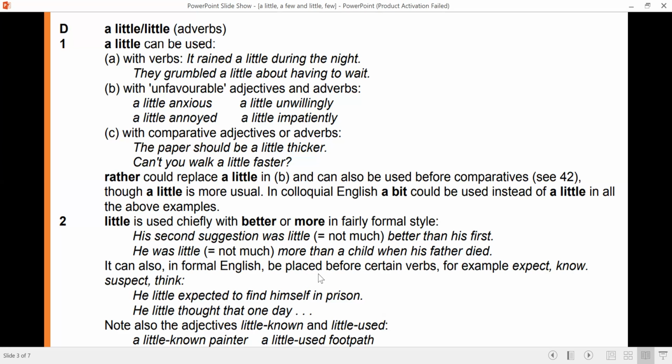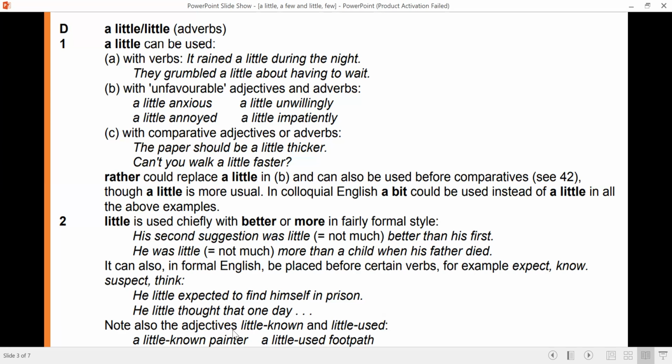It can also, in formal English, be placed before certain verbs, for example, expect, know, suspect, think, etc. For example, he little expected to find himself in prison. He little thought that one day, etc. All right, so here, little can be used before certain verbs. It cannot always be used before verbs, but it can be used sometimes before certain verbs. What sort of verbs are they? Verbs like expect, know, suspect, think, etc. He little expected to find himself in prison. He little thought that one day.